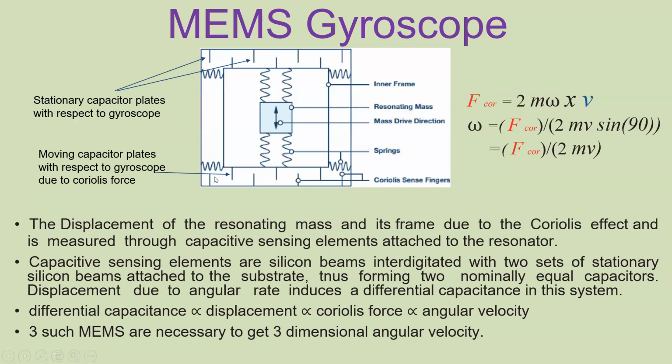So this displacement of the resonating mass and its frame will be due to the Coriolis effect, and this Coriolis force will be measured through these capacitive sensing elements. By measuring the differential capacitance, you get the magnitude of the Coriolis force, right? These capacitive sensing elements are nothing but silicon beams integrated with two sets of stationary silicon.